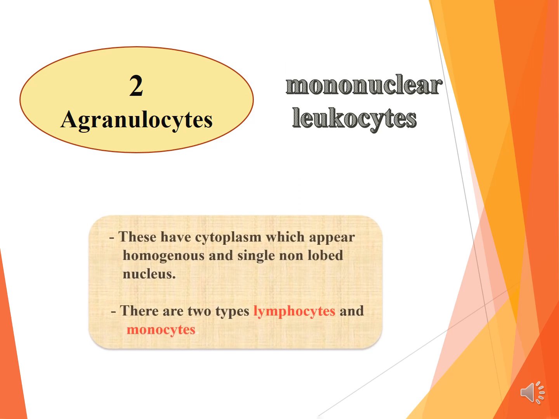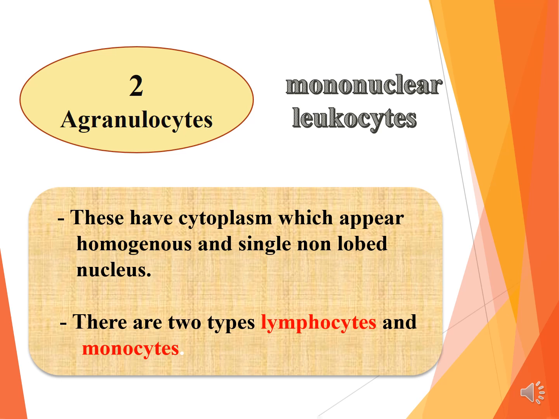المجموعة الثانية agranulocytes or called mononuclear leukocytes، اللي تشترك هذه المجموعة بصفة cytoplasm appear homogeneous and single non-lobed nucleus. السيتوبلازم without granules appear homogeneous والنيوكليوس تكون ذات فص واحد وليس متعددة الفصوص. There are two types, either lymphocytes and monocytes.